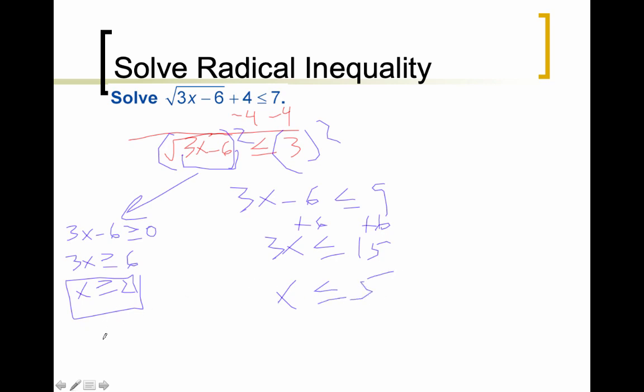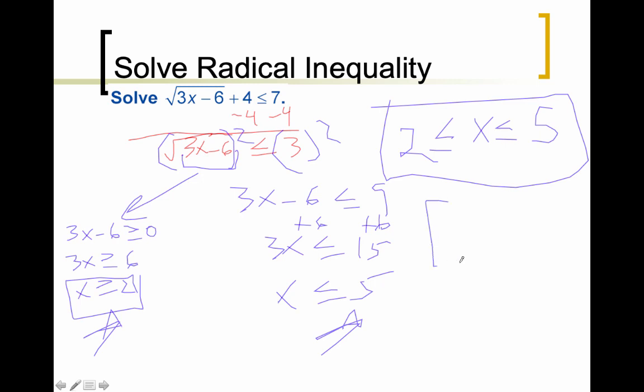So take a look at what we have here. I have to have values that are greater than or equal to 2, less than or equal to 5. So we can write that x is greater than or equal to 2, less than or equal to 5. That would be my domain. My domain would be from 2 to 5. Those are all of the values that would make this work.